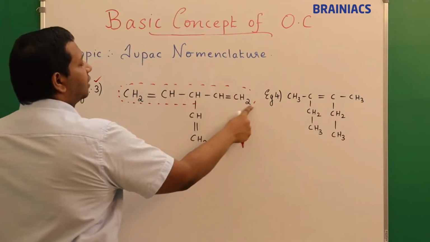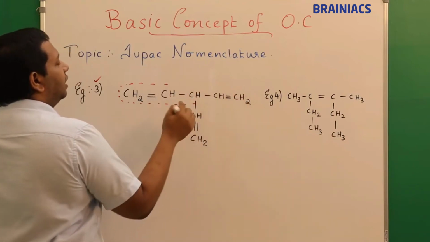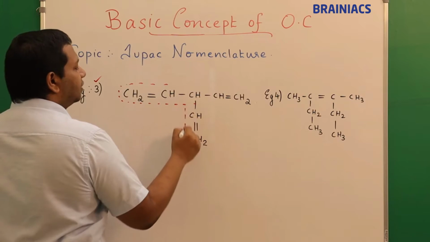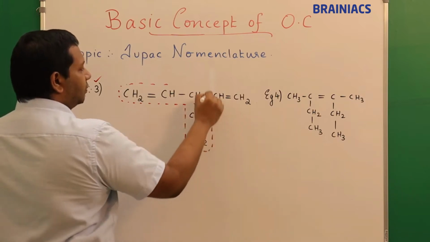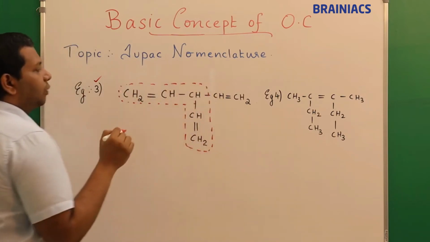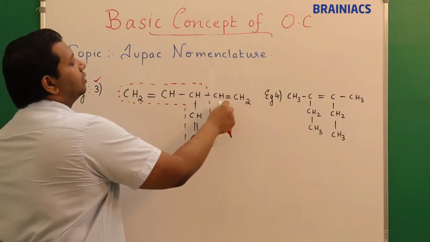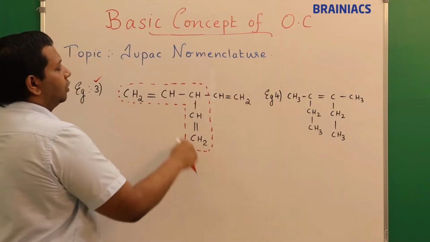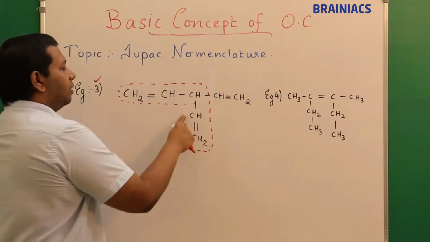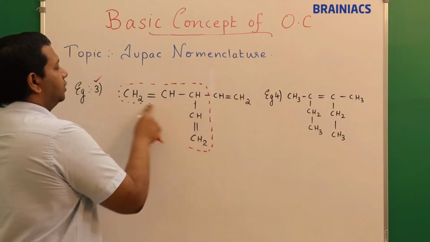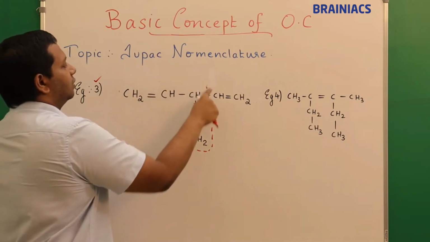Then some students say, sir, then we will choose the other one. Then in that case, suppose I am choosing this as my parent carbon chain, then what will happen? Here also this double bond will not be included. You have chosen like this. So whatever way you choose the parent carbon chain, for example, if I am choosing like this, okay.